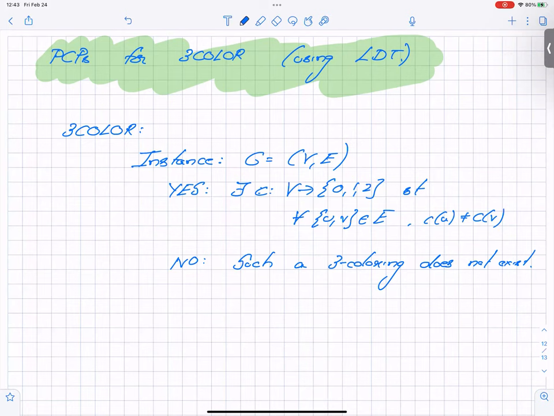We want to now somehow write a PCP which encodes within it the coloring, and a checking procedure with the following property. I look at the PCP only at a very few locations. If the graph is in fact three colorable, every such test will pass. If the graph is not three colorable, then at least a constant fraction of the local tests I do will have to fail, no matter which proof I give you. This is what I want to do.